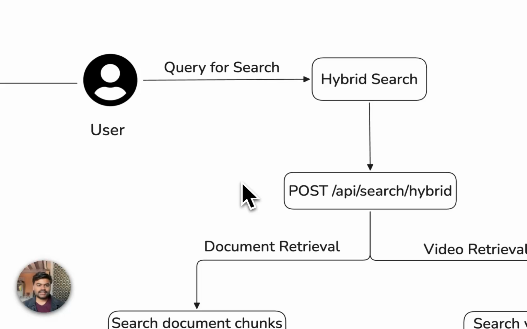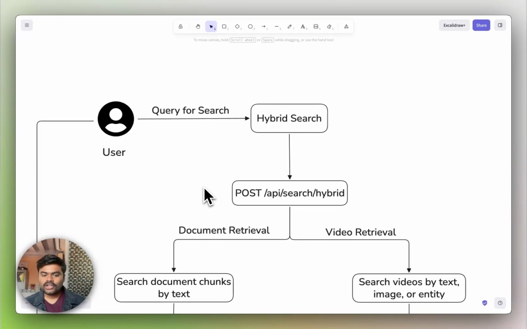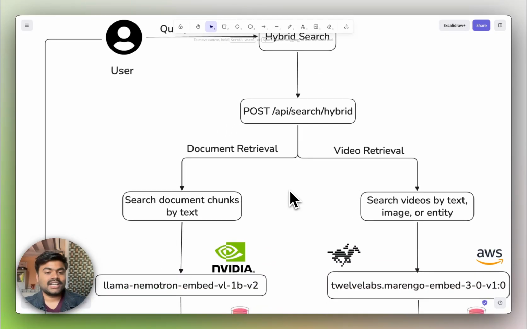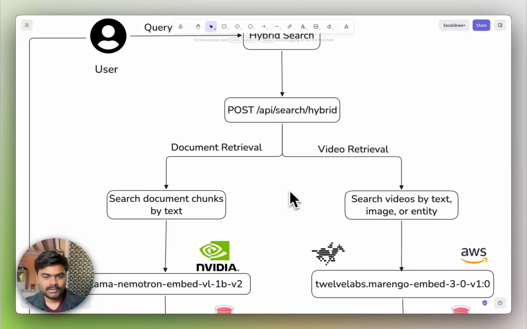So how it works. When the user comes and wants to do a search query, maybe finding a specific color card where the investigation is happening, or maybe somewhere a fire incident happened or something like that, it goes to the hybrid search. In the hybrid search, there are two modalities we are talking about. First, the document retrieval, and second is the video retrieval.